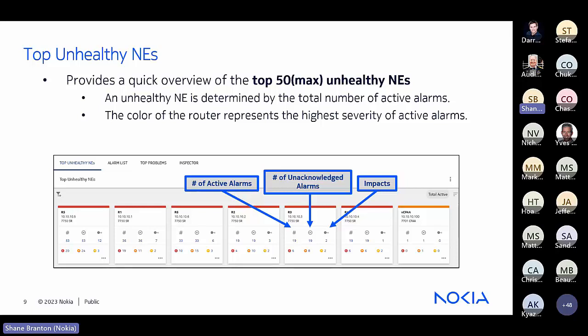And that's what the default is here. So let's imagine an outage all of a sudden, a major outage, a ton of alarms. Right away, this is where the visual cue comes in. If we're looking at the top unhealthy NEs, we're going to see one of those routers, which in this case right now is R5, jump higher up in that list.